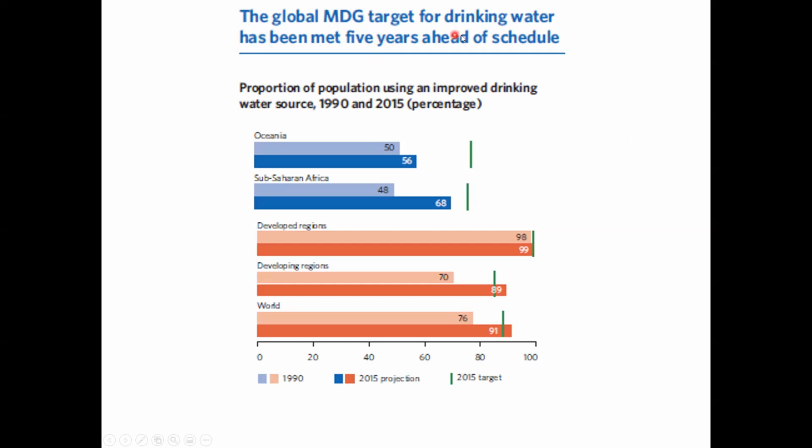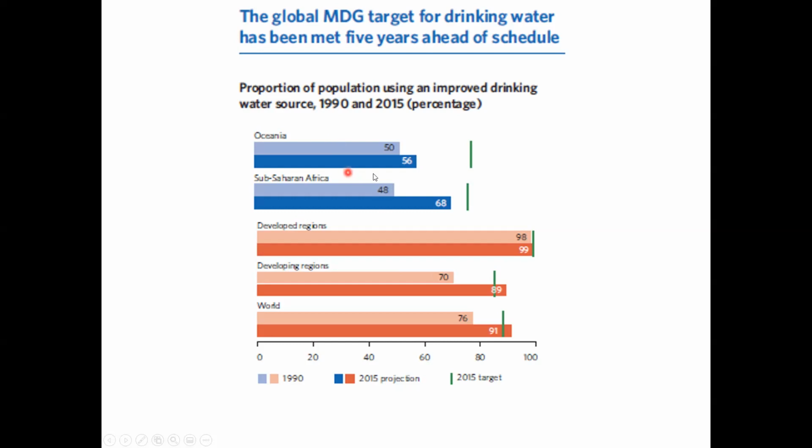Okay, so the global MDG target for drinking water has been met 5 years ahead of schedule. So in terms of people having access to safe drinking water, the proportion of people using an improved drinking water source, 1990 to 2015. For the world, I guess the goal was to hit 90, and that was met in advance, getting it up from 76 to 90. In developed regions, it's almost everybody, 98 up to 99%. Developing, a huge improvement from 70 to 89%.